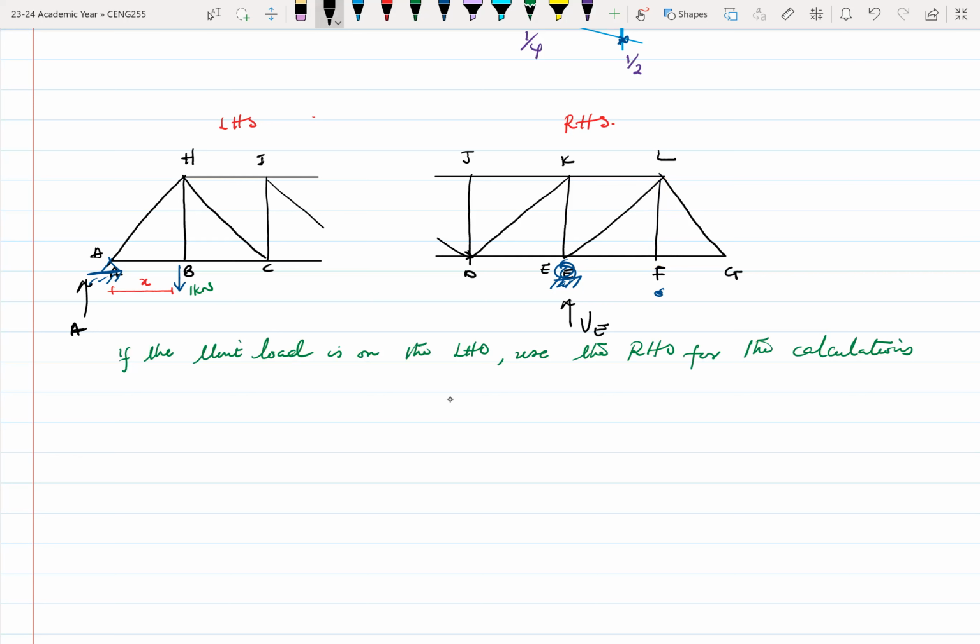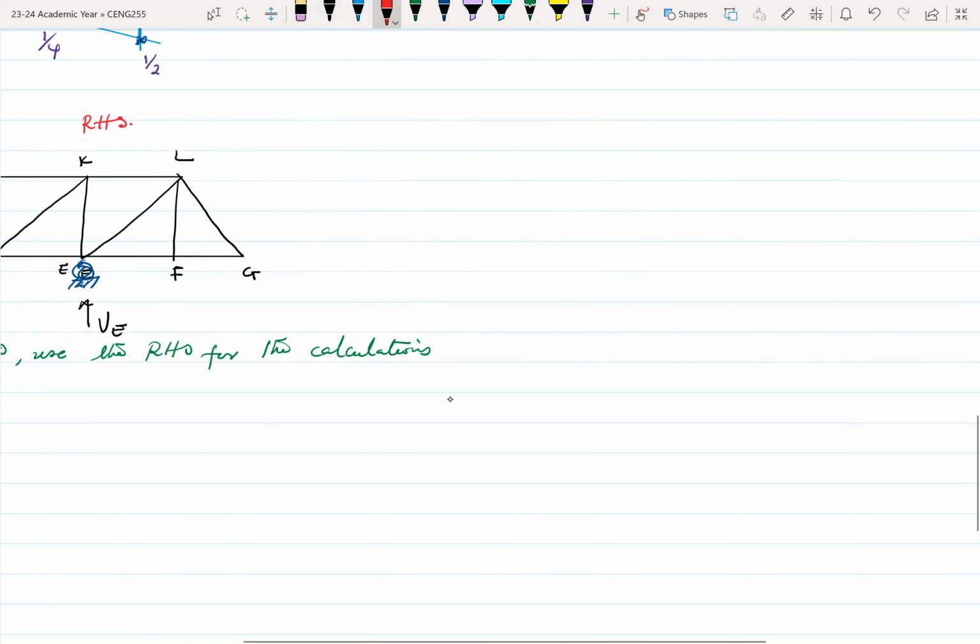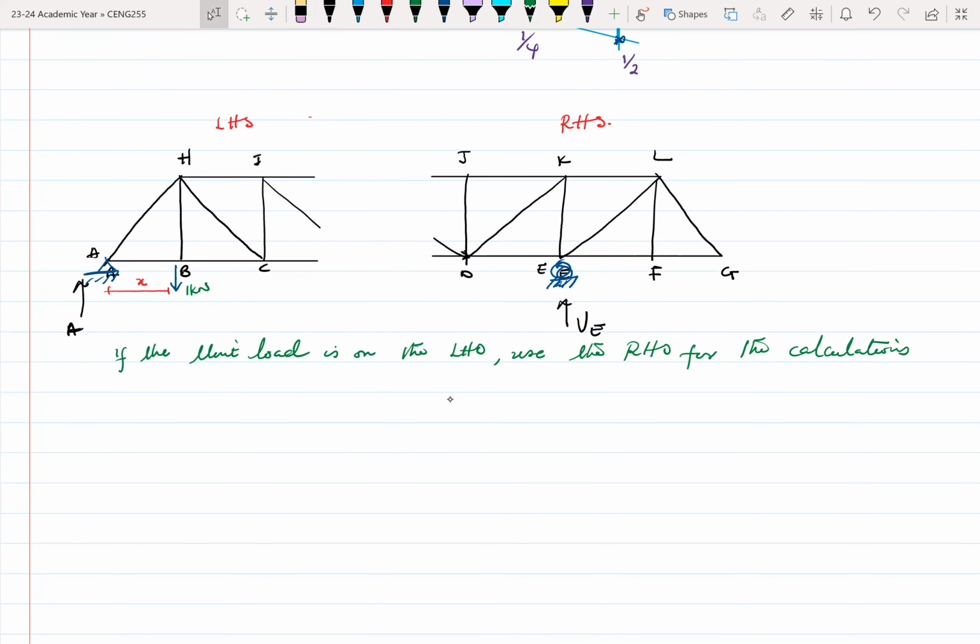Okay, so in this case, our load is somewhere between A and C. So on the left hand side means that our load... This my S looks funny. Okay, so here our load is between A and then C. All right. So we need to find these forces.